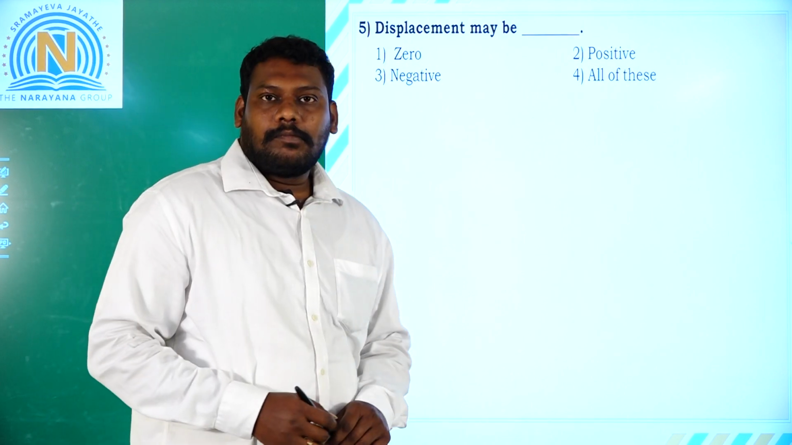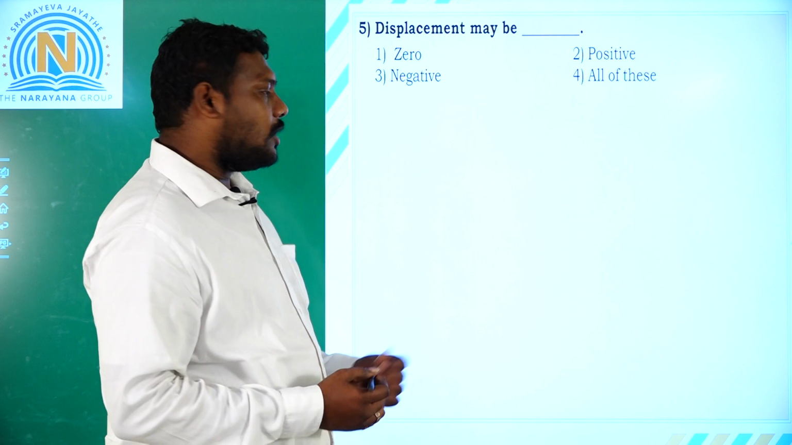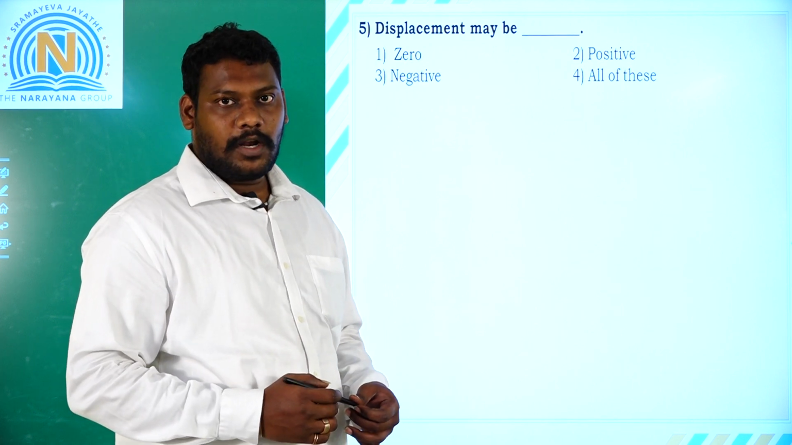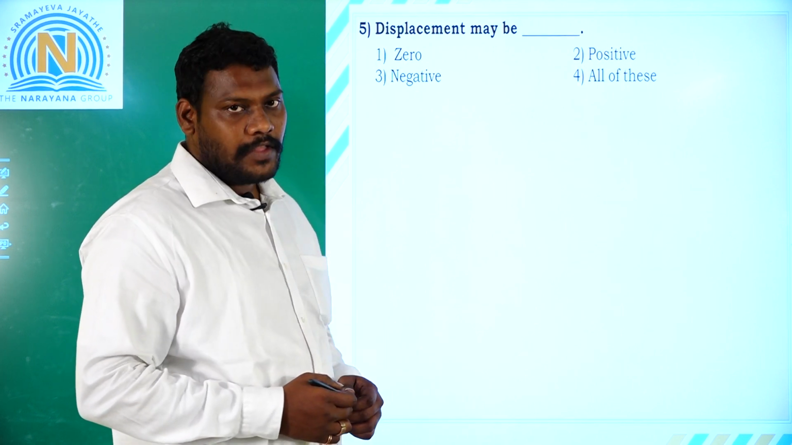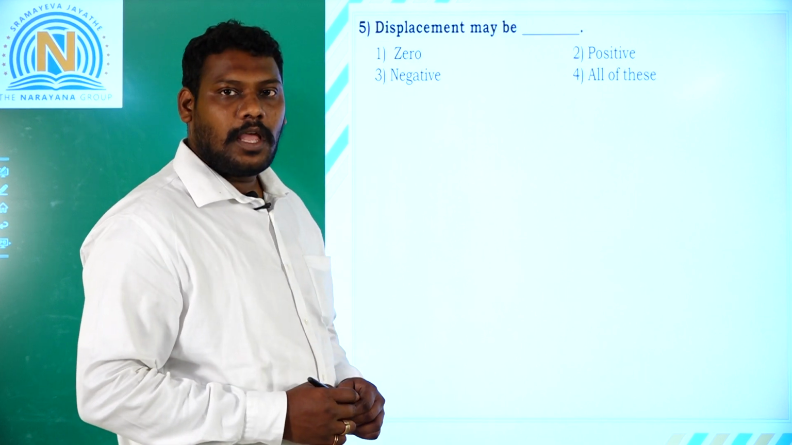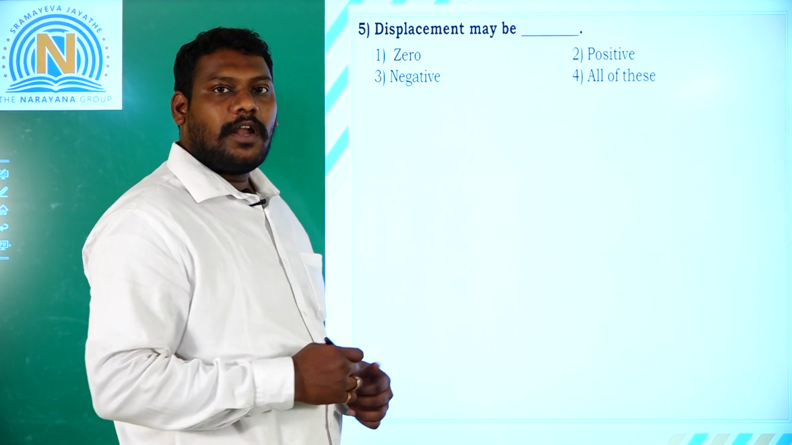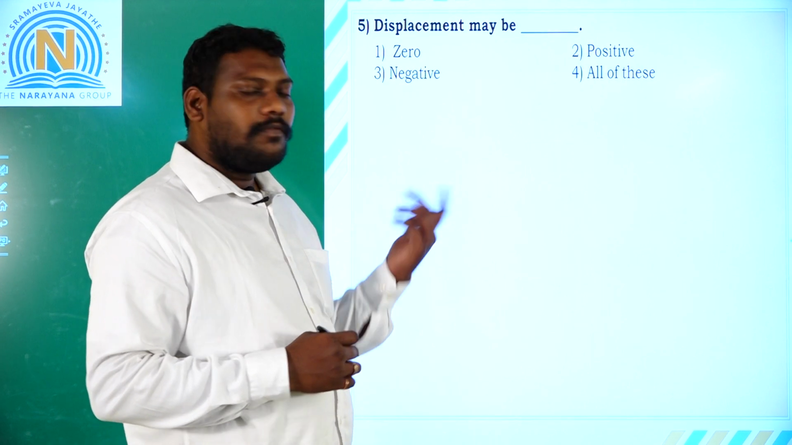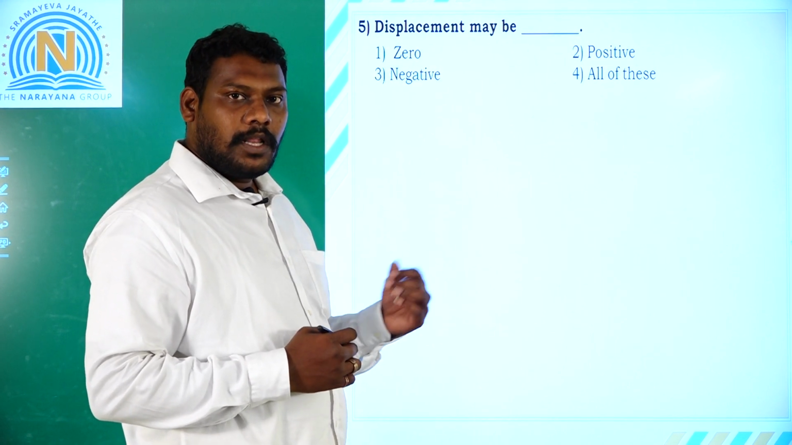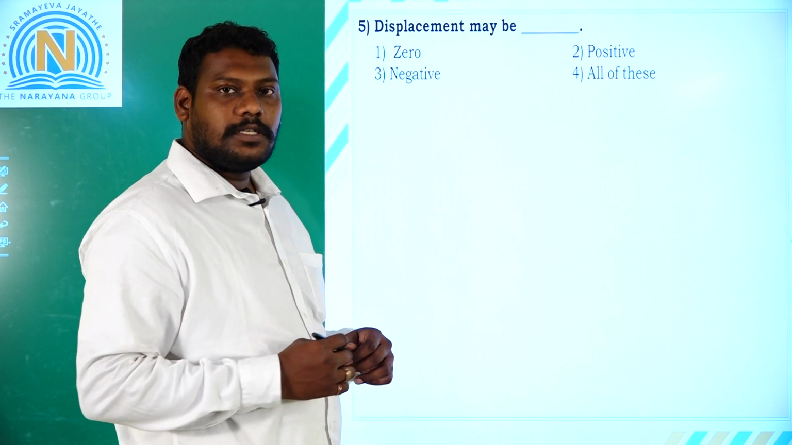Displacement may be, okay? Displacement may be 0. If the body is not moving, the displacement is 0. One of the example of 0 displacement, okay? If the body is moving in a forward direction, then the displacement is positive, okay? If the body is moving in a backward direction, then the displacement is negative, okay?